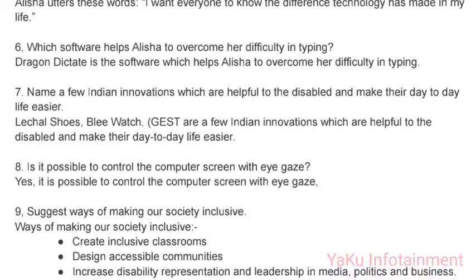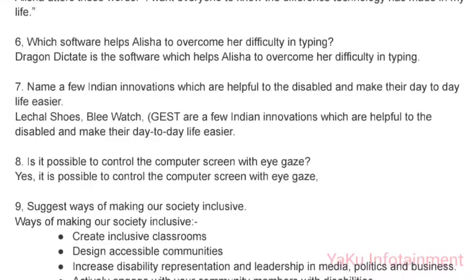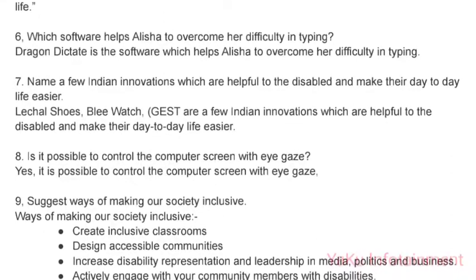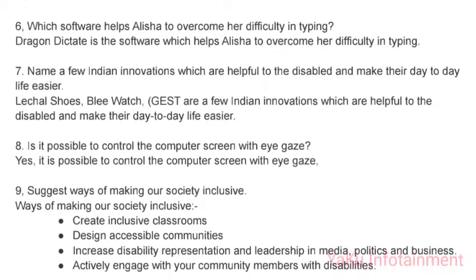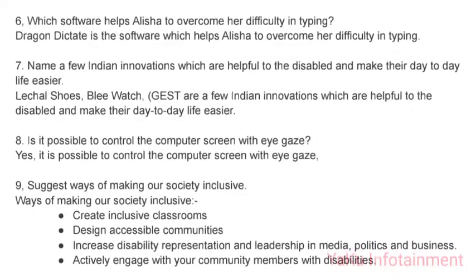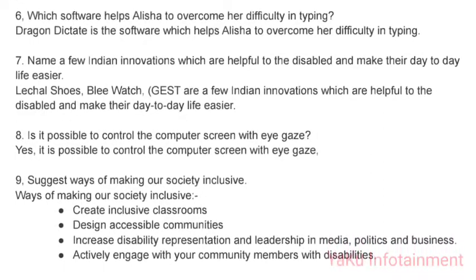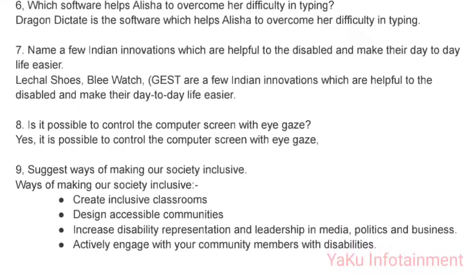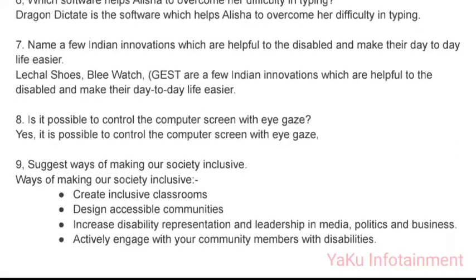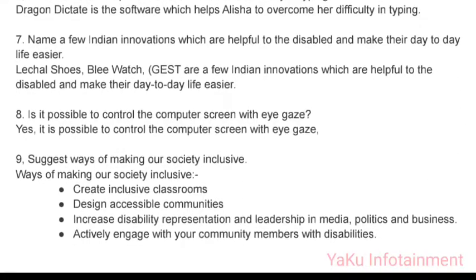9. Suggest ways of making our society inclusive. Ways of making our society inclusive: Create inclusive classrooms. Design accessible communities. Increase disability representation and leadership in media, politics and business. Actively engage with your community members with disabilities.